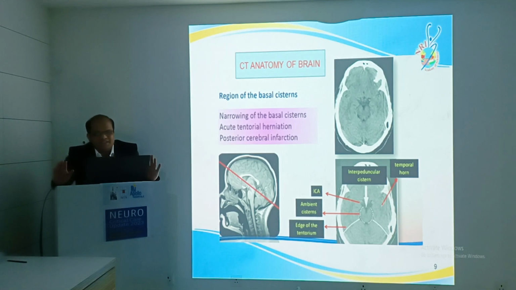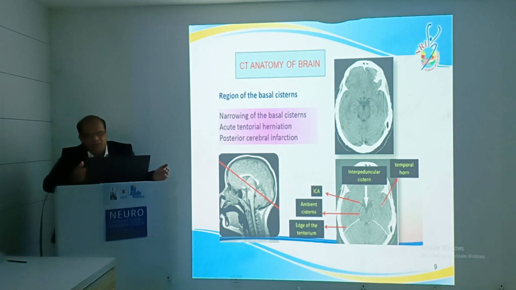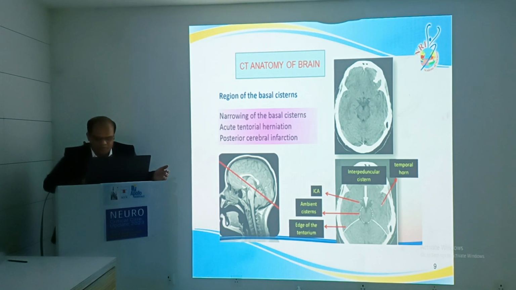One slice at the region of the basal cistern, the other slice at the region of the foramen of Monro. Because here we have a lot of vascularity as well as the cisterns in these structures. If you know these slices, we can make the best diagnosis, like narrowing of the basal cisterns, where there is rhizodicity, as well as acute uncal herniation and posterior cerebral infarction.